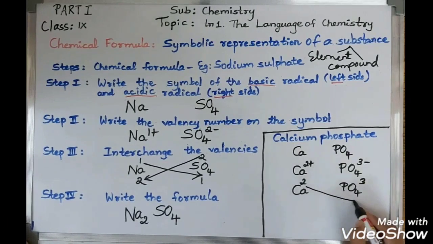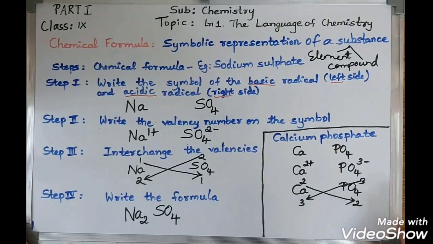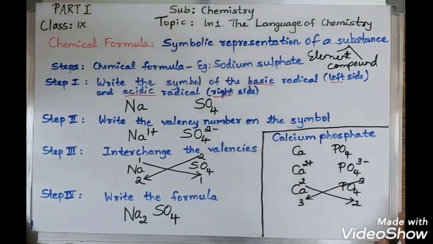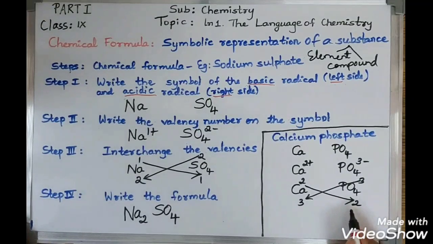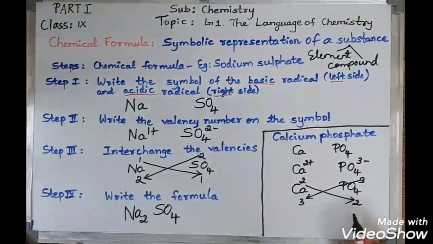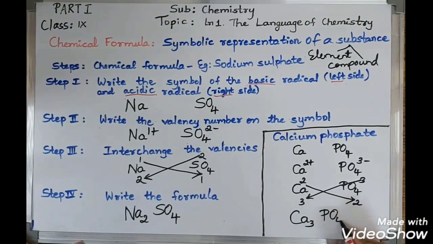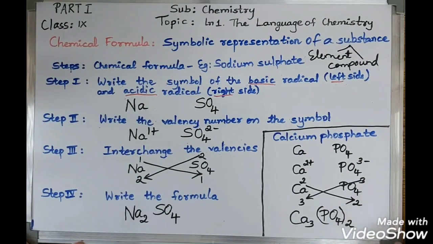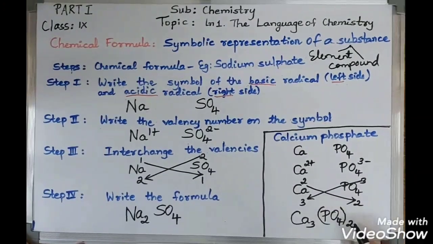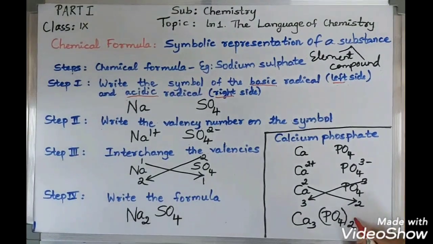When we interchange the valencies, I have told you, you have to keep in mind the superscript should come to the subscript, and you need to ignore the signs. If it is the same number, you need to simplify, or if you have a common factor, you need to simplify. Here there is no such thing, so you leave it as it is. And finally you write the formula Ca3PO4, and I have told you that PO4 is a radical which is made up of more than one atom, and hence you need to put the bracket and write the valency number for PO4 as 2 on the right hand side bottom corner.